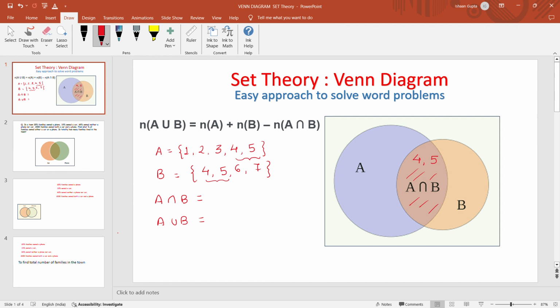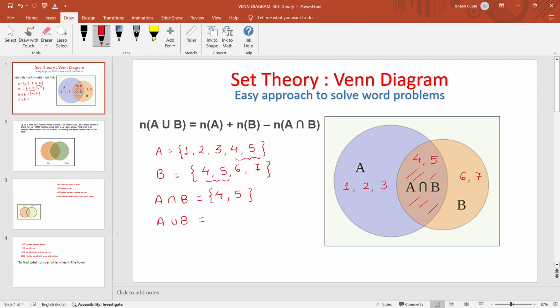The elements left in only A are 1, 2, 3. This is called the elements of only A. And in only B, we have 6, 7 as the elements. So this is how we fill up the Venn diagram. A intersection B, as we can see, is 4 comma 5. That is the elements which are common to both.